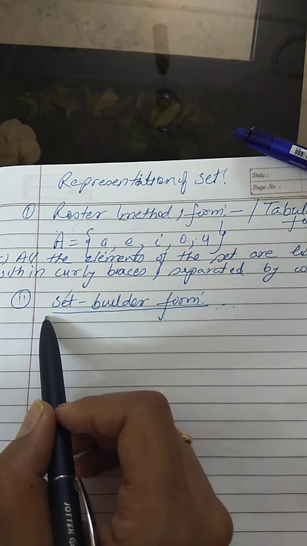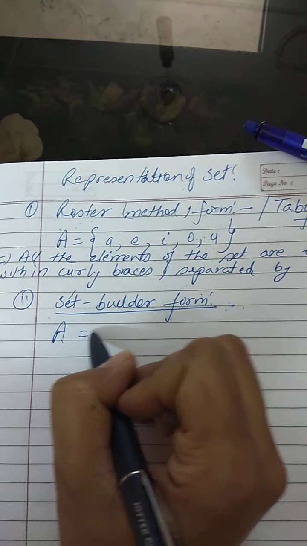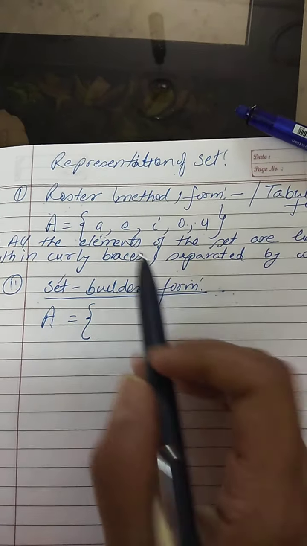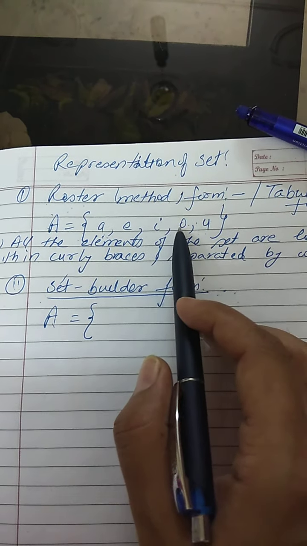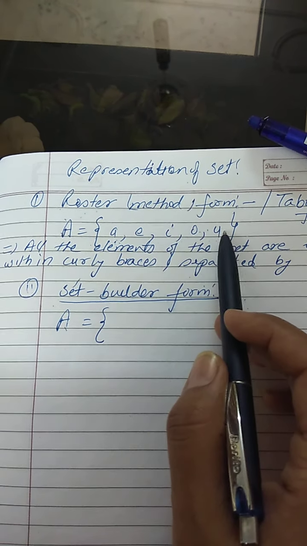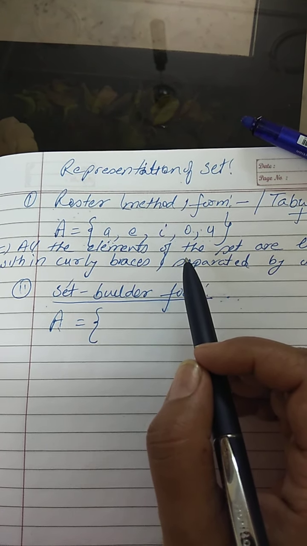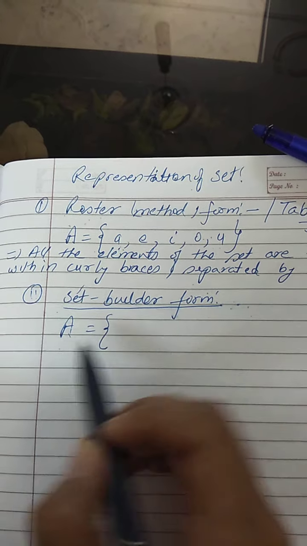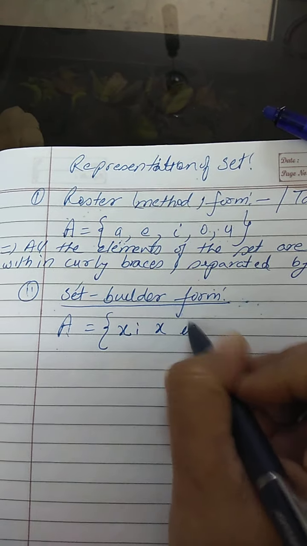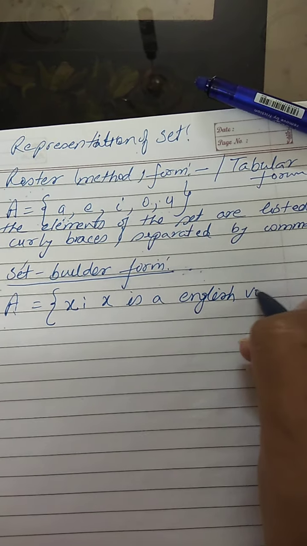Now the next method is set builder form. If the same set A, instead of listing the elements, I write down the property. What is the property of this set when I look at each and every element? A is a vowel, E is a vowel, I is a vowel, O also a vowel, U also a vowel, and these are the vowels of which language? English. So what will I write down? A equals all x, where x is an English vowel.